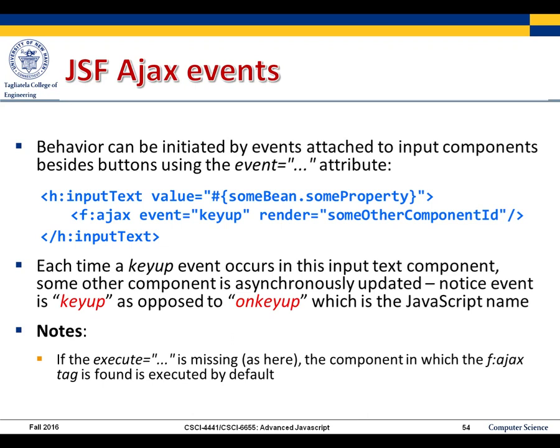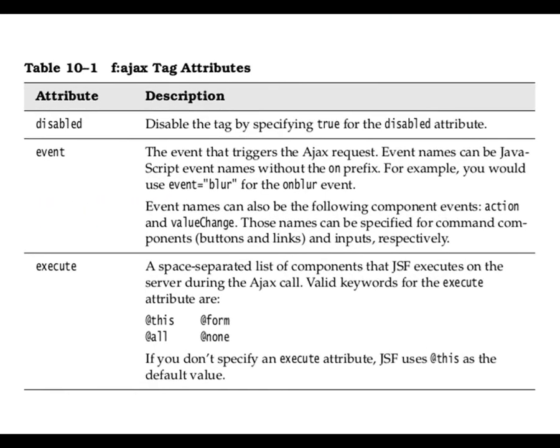So you'll notice here, by the way, the execute equal is missing. If you leave it out, it means itself. Okay, so you don't actually have to say me or this or anything like that. It assumes that's what you're talking about. Now, these are the other tag attributes for f:ajax. Disabled true means you're disabling it. You can turn it off for some reason.